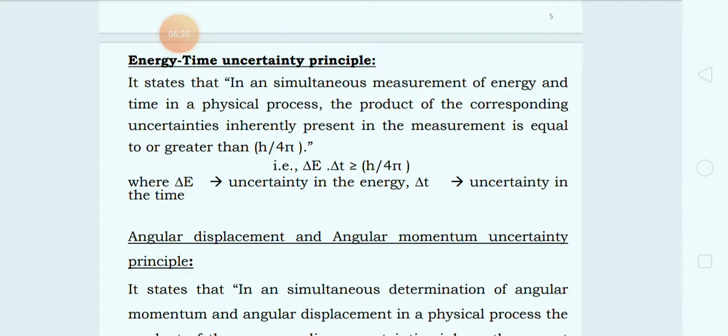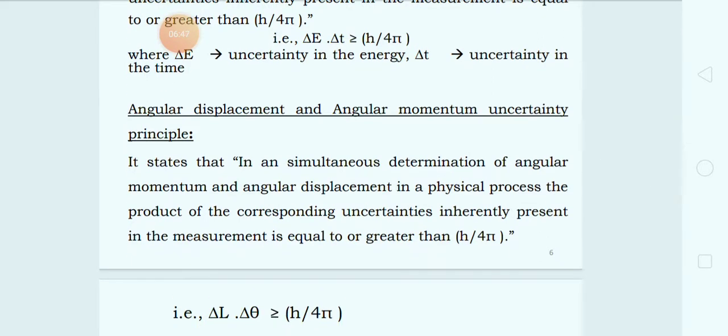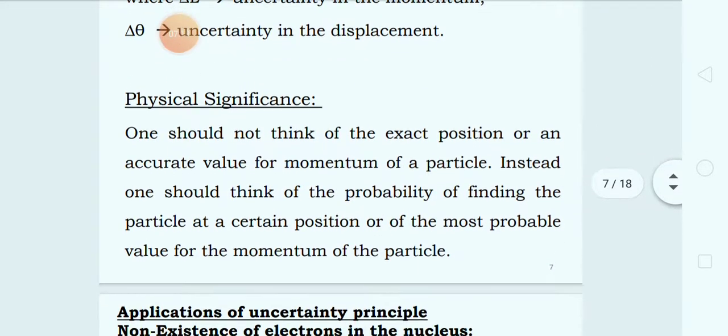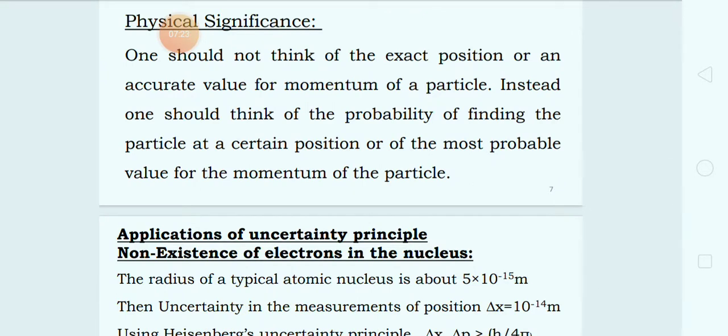Heisenberg uncertainty principle is also applicable to angular displacement and angular momentum. The statement is: in a simultaneous determination of angular momentum and angular displacement in a physical process, the product of the corresponding uncertainties inherently present in the measurement is greater than or equal to h by 4 pi. That means delta L into delta theta is greater than or equal to h by 4 pi, where delta L is the uncertainty in the measurement of angular momentum and delta theta is the uncertainty in the measurement of angular displacement. Now we have seen the Heisenberg uncertainty principle for the various pairs of physical observables.